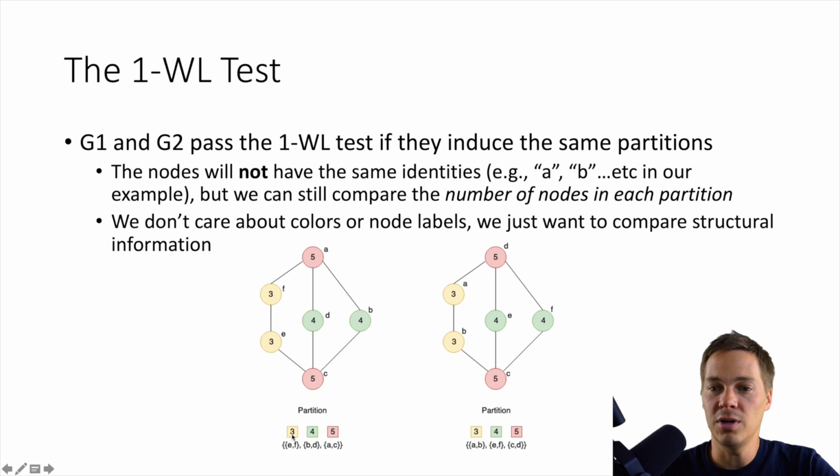In this case, 3 has E and F. In this case, it has A and B. It's not because the graphs are different, it's because we've just shuffled around how we've identified these nodes. But we don't actually care about these identities. What we care about is the structural information. And it turns out that it's enough to just look at the counts of how many nodes occupy each of these colors. So the fact that there's 2 in this, 2 3s, 2 4s, and 2 5s in both cases is enough to say that these 2 graphs are isomorphic.